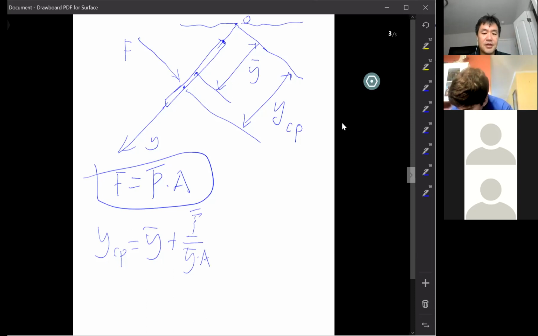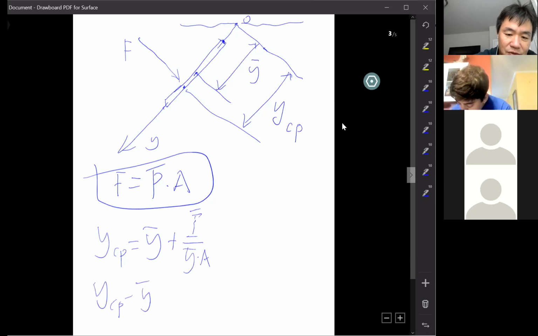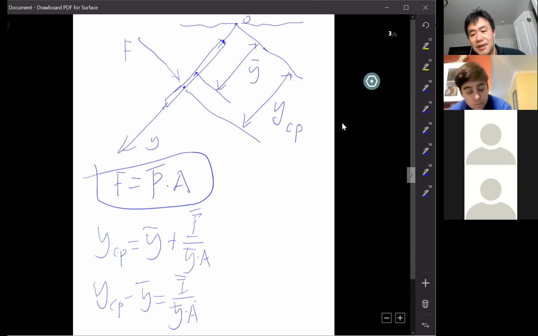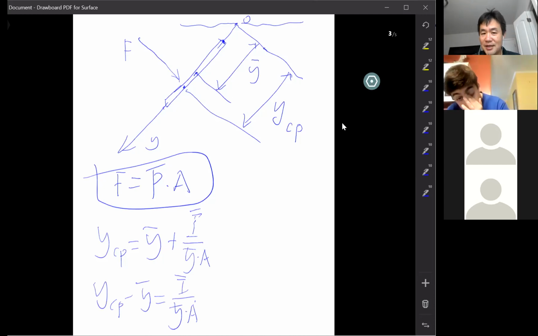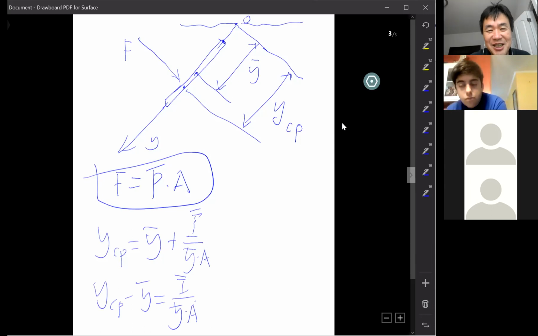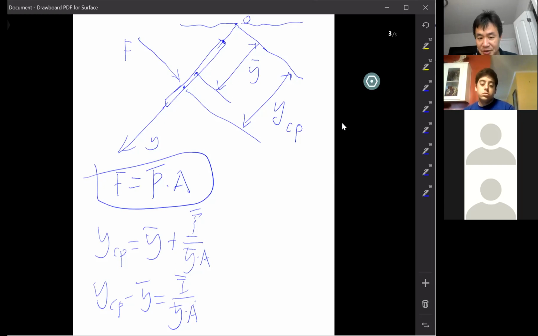Okay, this is the expression. Or people move y bar to the left-hand side, becoming YCP minus y bar equals I bar over y bar A. We actually introduced something new here, right? Y bar is okay, but be careful. In the calculation, it's not half the length of the plate. It's from the centroid to the surface of the water. This is the definition of y bar. So you need to substitute the correct number for the correct calculation.